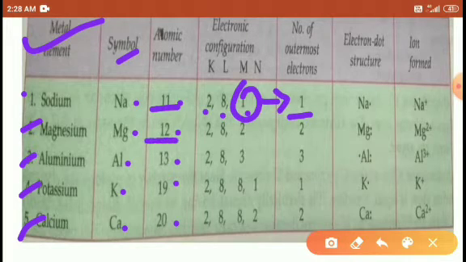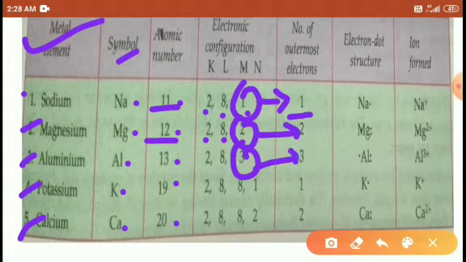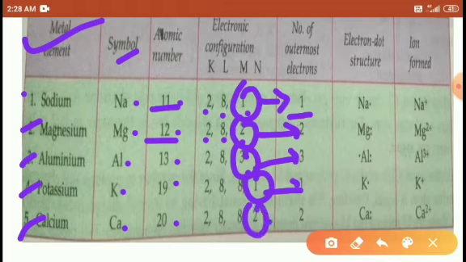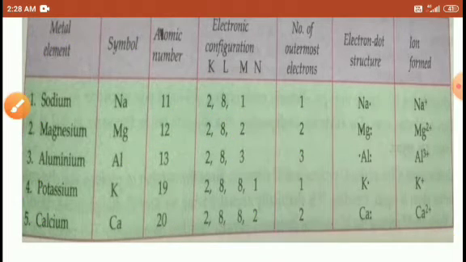Magnesium, atomic number 12, configuration 2, 8, 2. Valence electron is 2, so it is 2 here. Aluminum valence electron 3, so 3 is here. Potassium valence electron 1, so 1 is here. Calcium 2 is here. So look here, students.